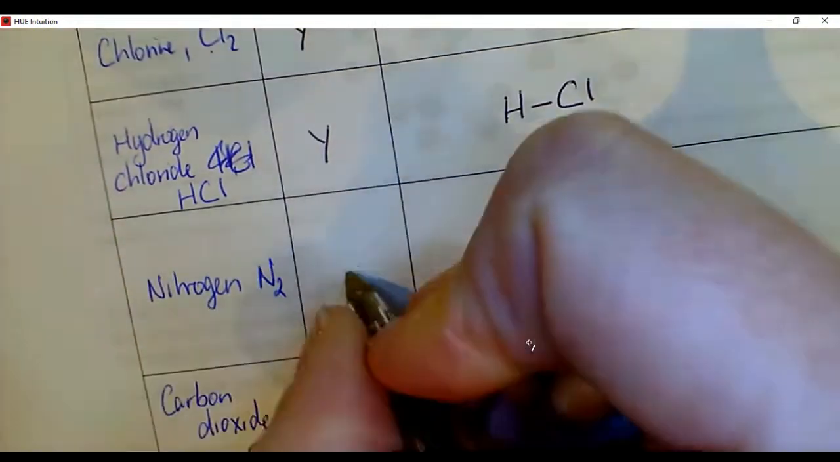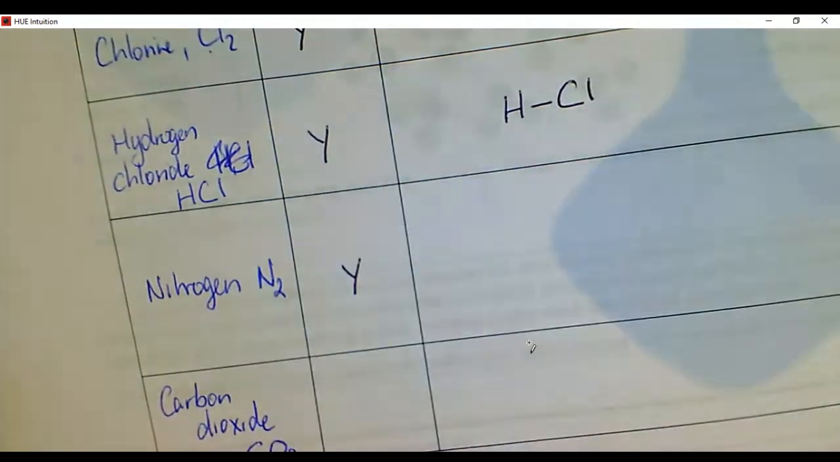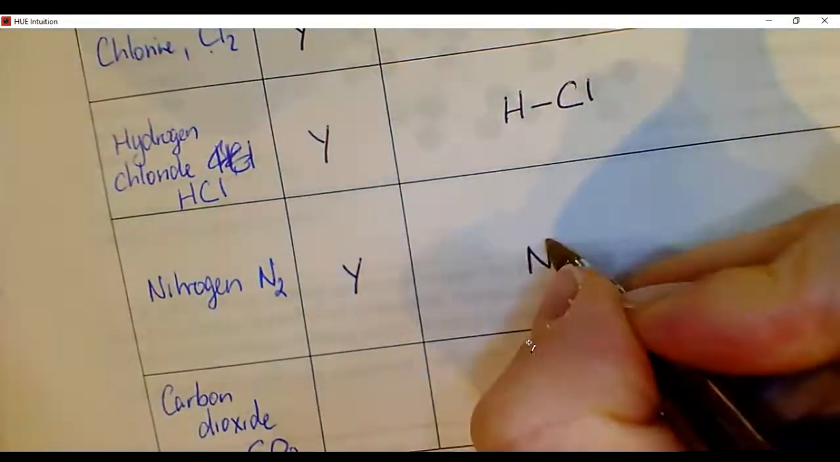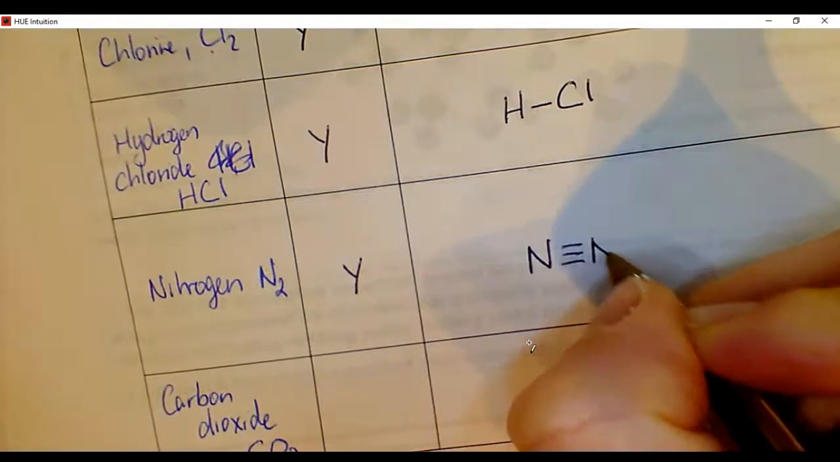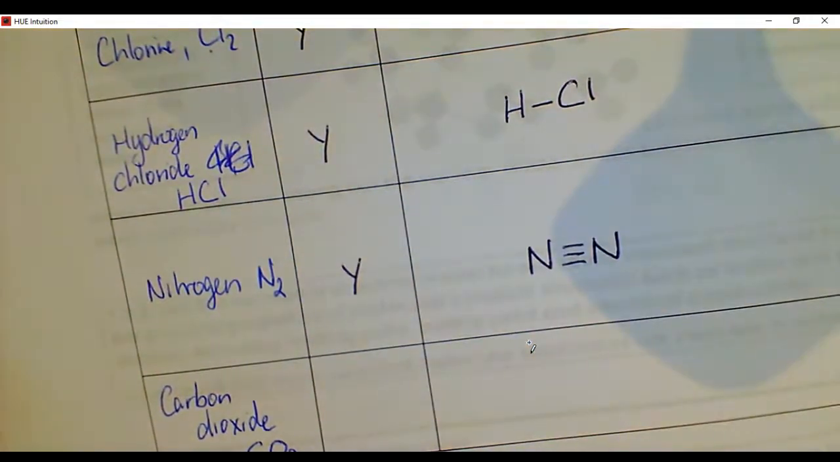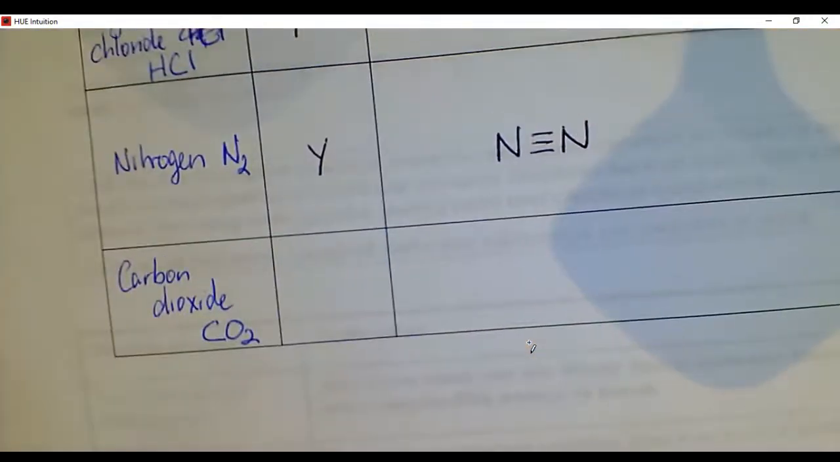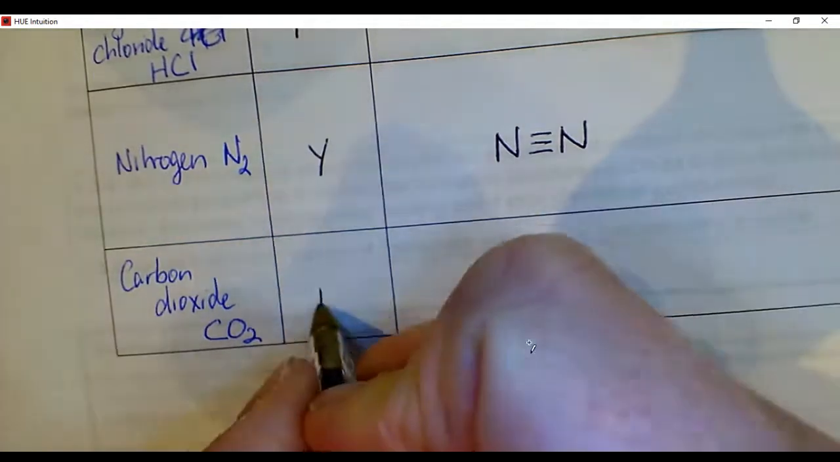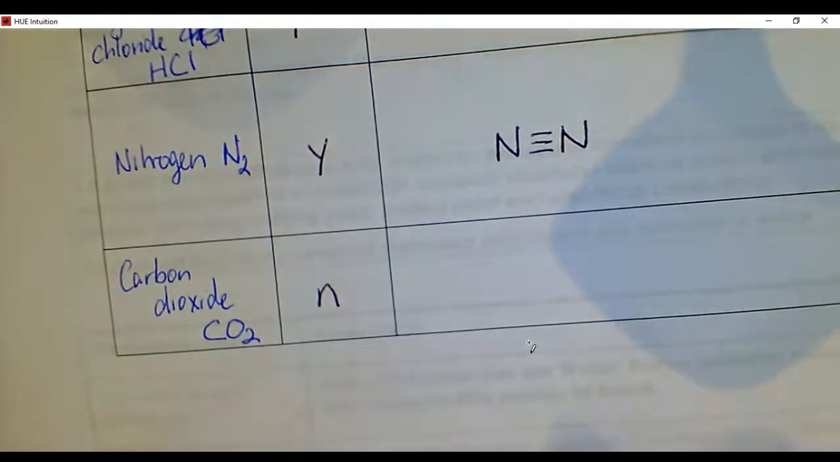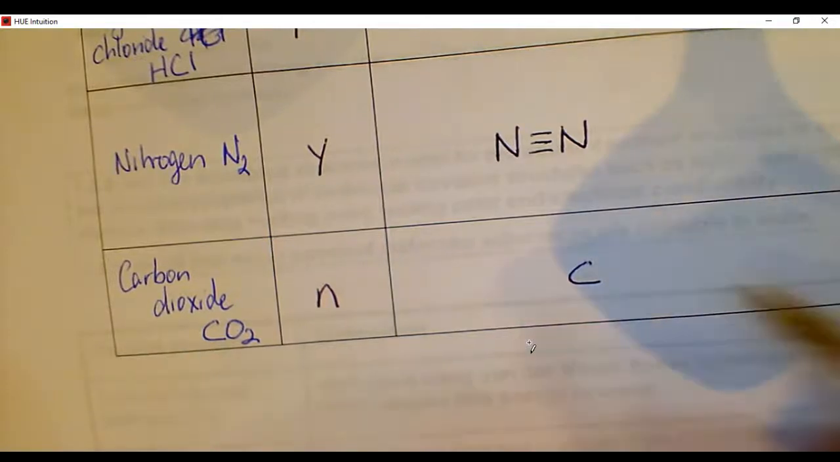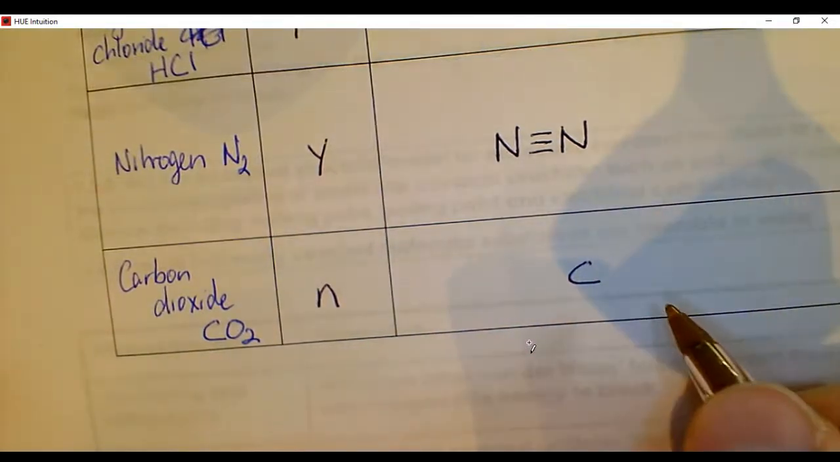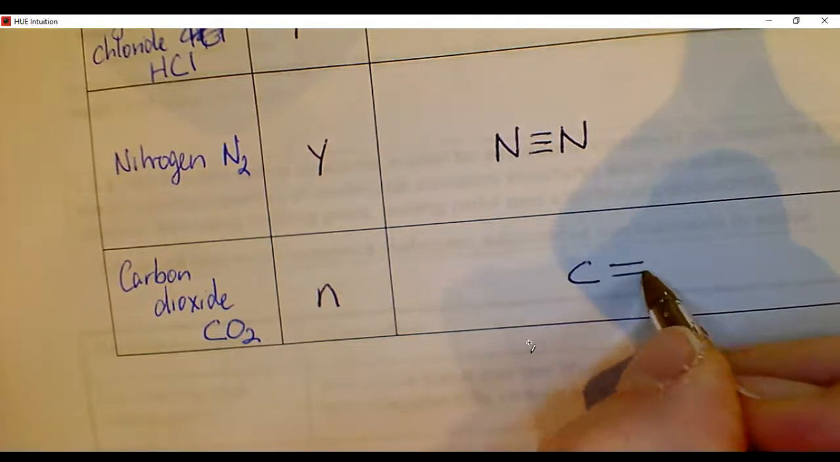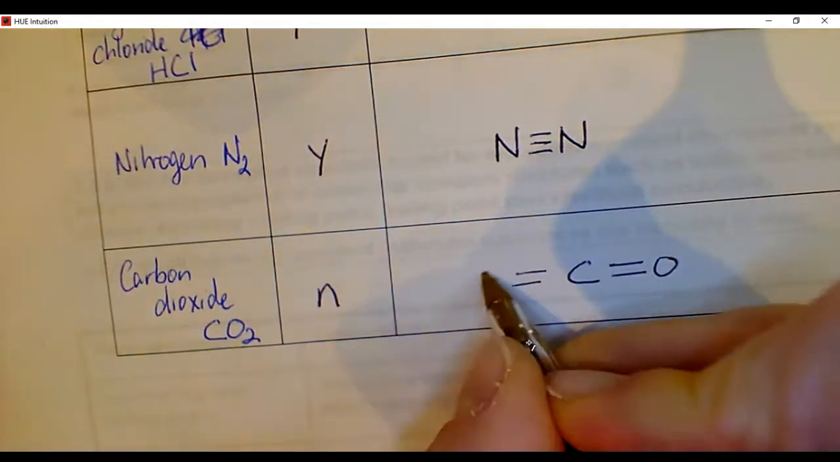Nitrogen is diatomic, has 2 atoms in a molecule, and this time you've got a triple covalent bond between the nitrogen atoms, which you represent like that. And lastly, carbon dioxide is not diatomic. It has 3 atoms in the molecule, and if you refer back to your notes, you've got 2 double covalent bonds on either side.